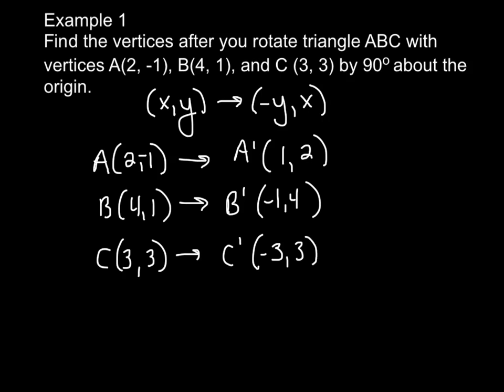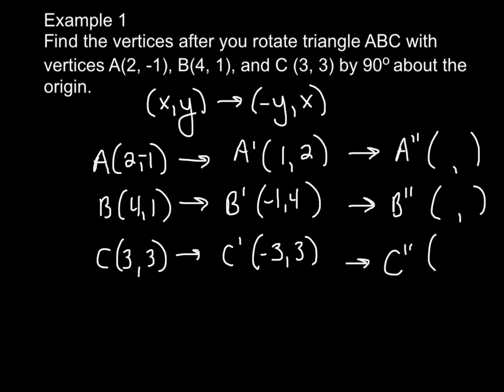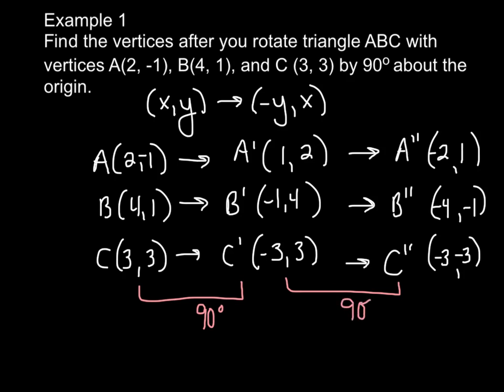Now, if you really wanted to, let's flip them 90 degrees again. I'm going to show you something. So A double prime, B double prime, C double prime. Let's flip them 90 degrees counterclockwise one more time. So 1, 2. Take the opposite of 2. That's negative 2, and you flip them. This becomes negative 4, negative 1. And this one would become negative 3, negative 3. So, if we went again, this was 90 degrees counterclockwise. This was 90 degrees counterclockwise.